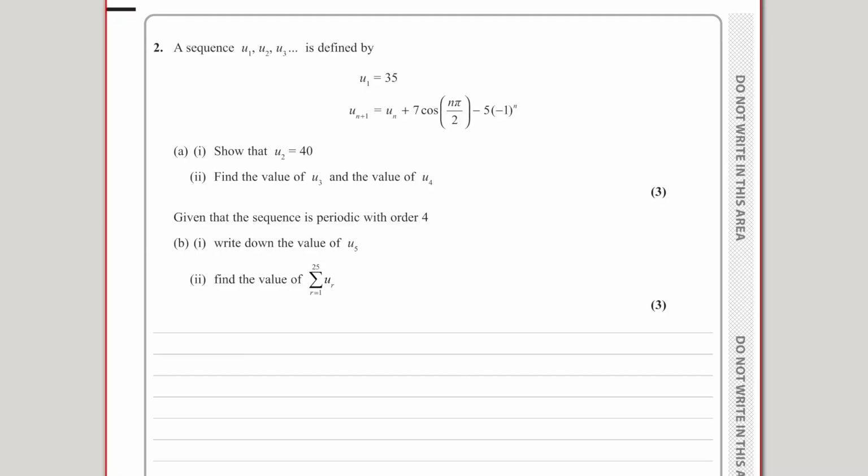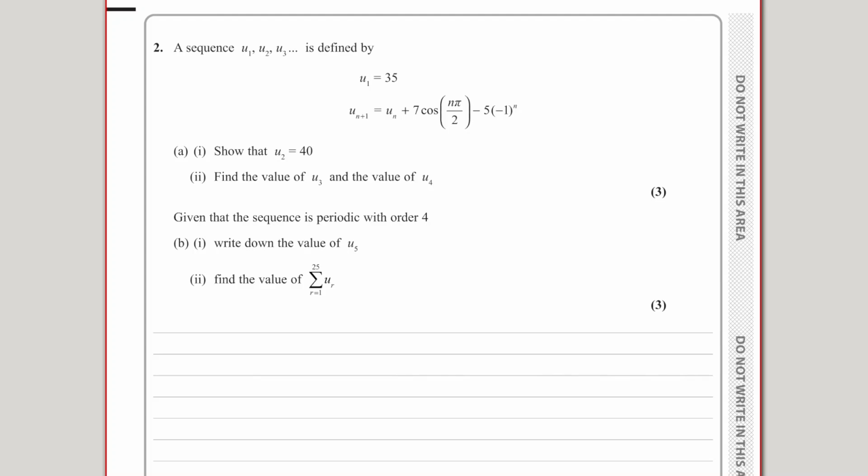A sequence u1, u2, u3 is defined by u1 is 35 and un plus 1 is equal to un plus 7 cos n pi over 2 minus 5 times negative 1 to the power of n. Show that u2 equals 40.